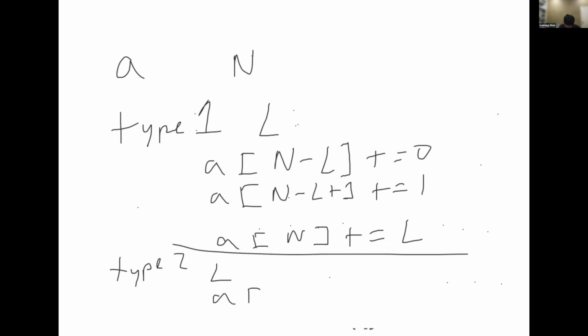So here you have a of n minus L minus equals zero, and a of n minus L plus one minus is equal to one, and so on and so forth. And the question is, what is the minimum number of operations in total of both types combined you need to apply to eventually turn all the array elements into zero? So to solve this problem, you need to observe a couple of things.